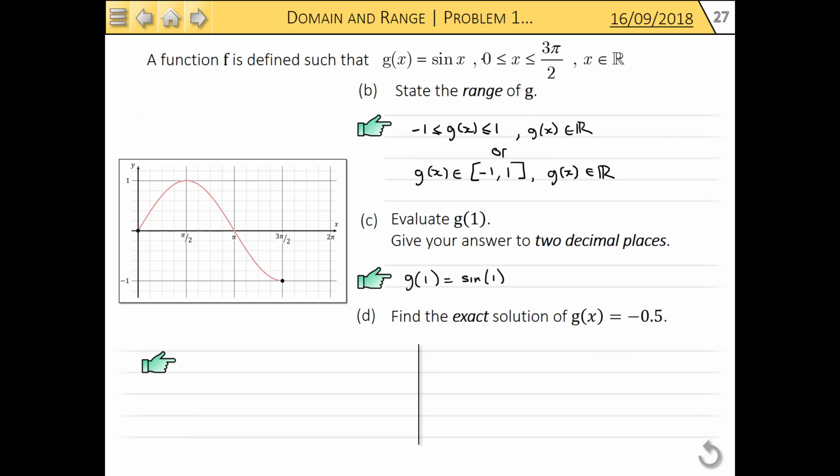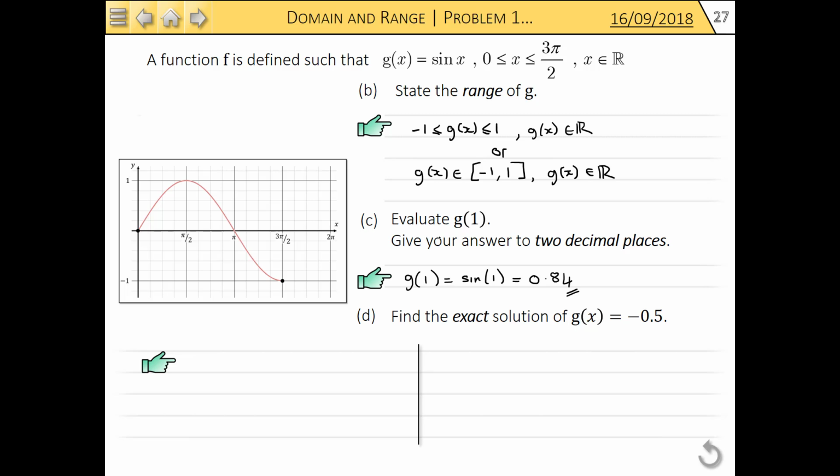Notice here that your domain is given in terms of pi. That means we're working with this function in radians. So when you're evaluating sine of 1, make sure that your calculator is in radians, and to 2 decimal places you should get 0.84.